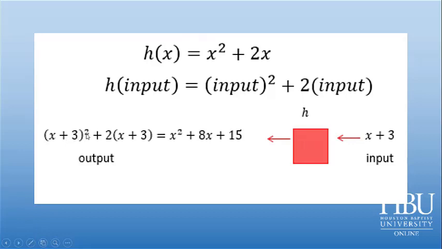The input squared plus twice the input. In this case, (x plus 3) squared, plus twice (x plus 3) in parentheses. When you multiply that out and combine like terms, it equals x squared plus 8x plus 15. So we would say h of (x plus 3) equals x squared plus 8x plus 15.